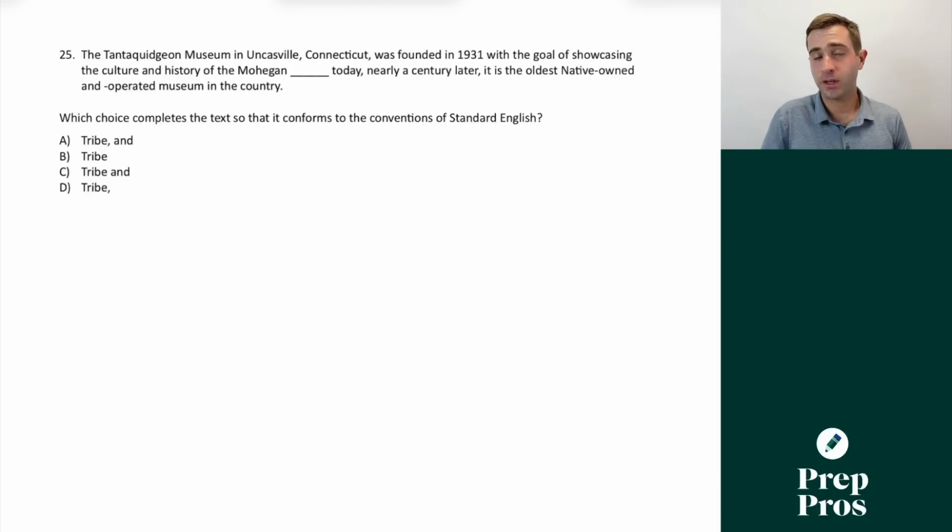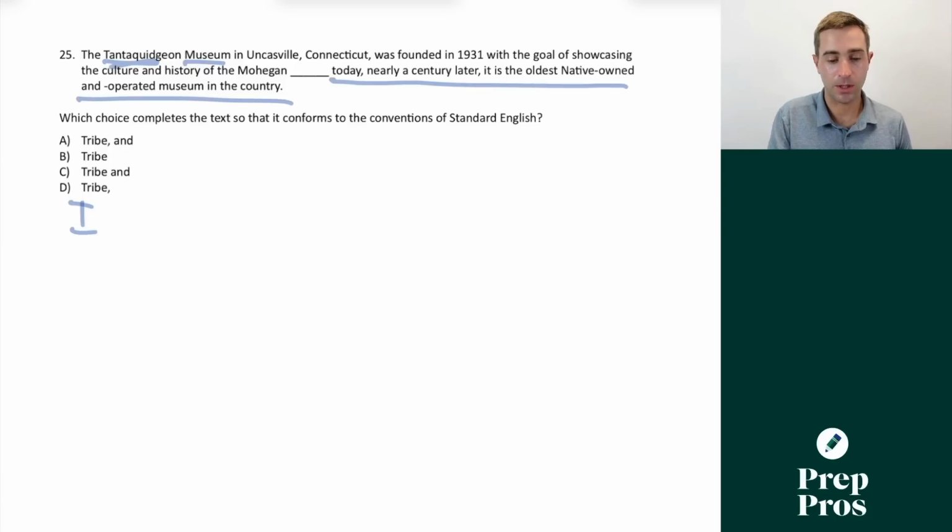Now, the last thing you're definitely going to see on your SAT are sentence structure questions. And these are the easiest grammar rules that you can learn, and they show up for a ton of those standard English convention questions. This is just how we can be joining independent and dependent clauses together properly. So here we see, the museum in Uncasville, Connecticut was founded in 1931 with the goal of showcasing the culture and history of the Mohegan tribe. Well, that's an independent clause. Today, nearly a century later, it is the oldest native owned and operated museum in the country.